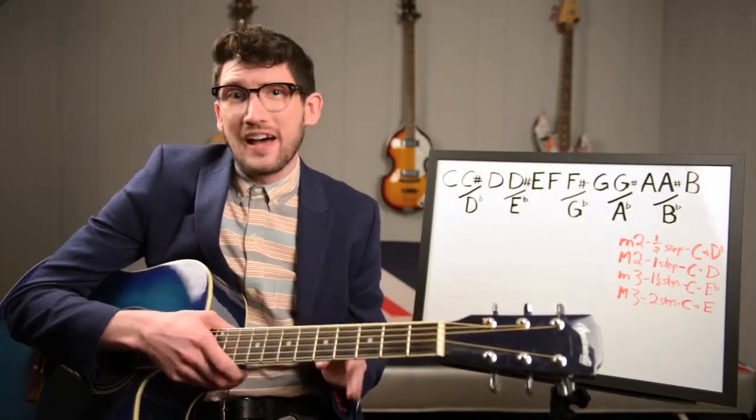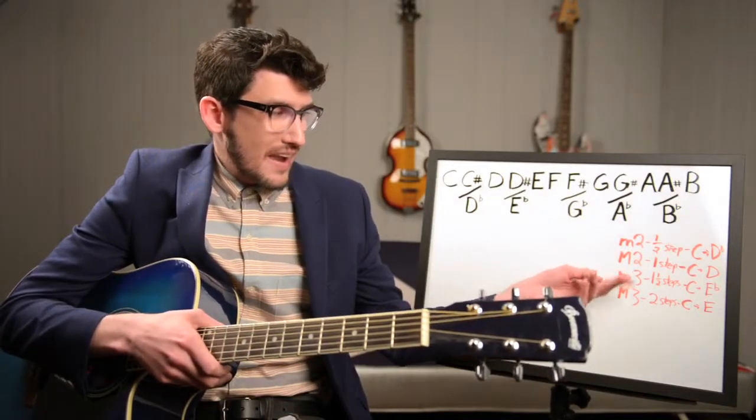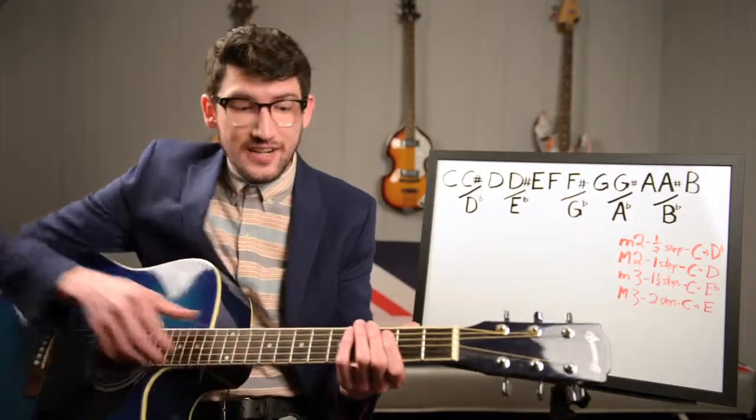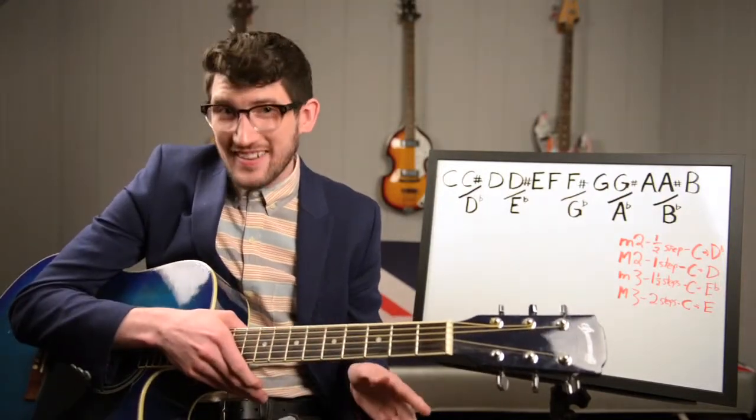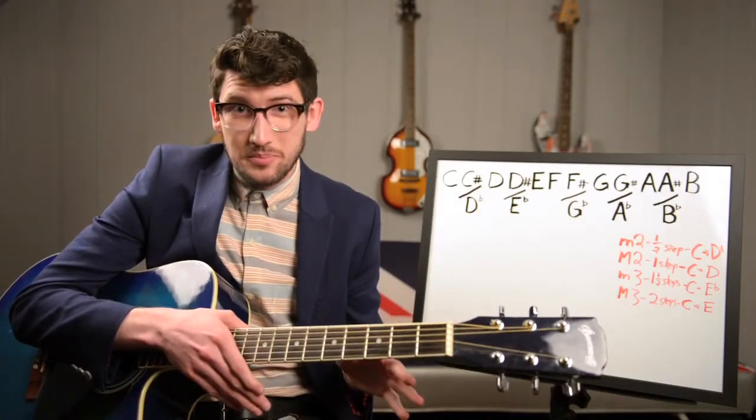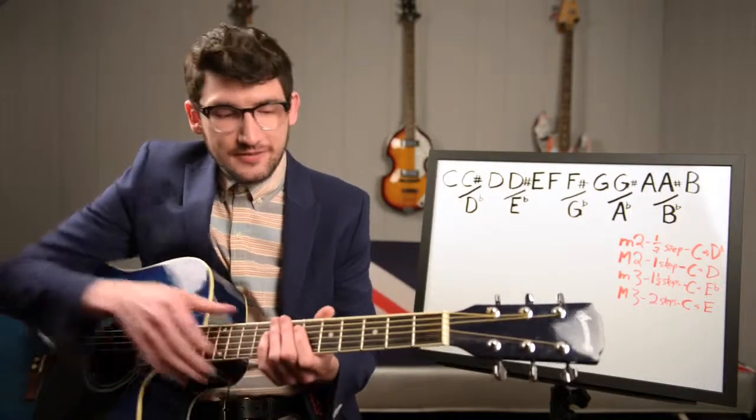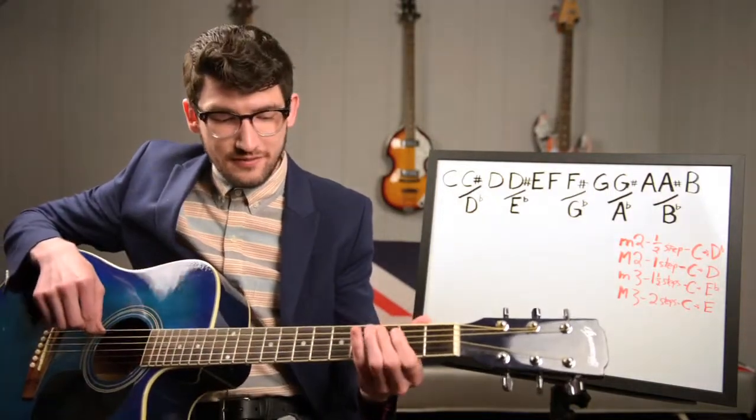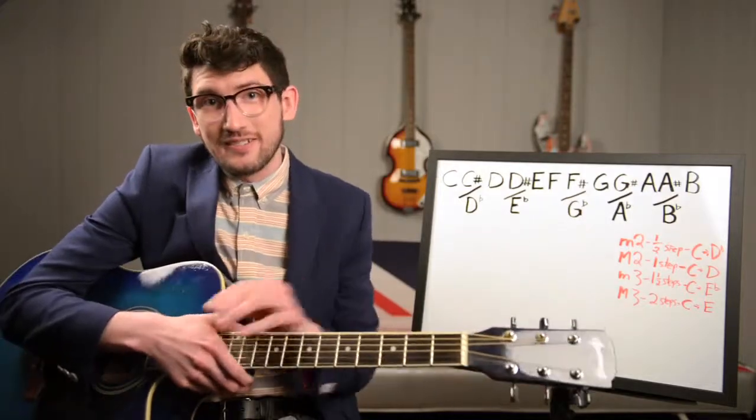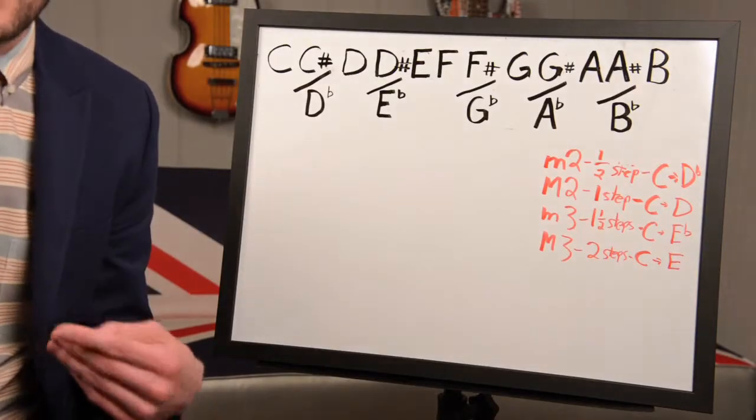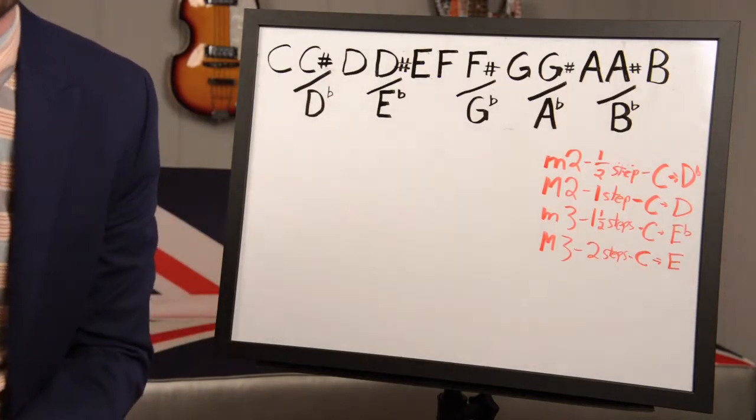Now the same rules apply to thirds. With a minor third, which is a step and a half, or 3 frets on the guitar, it's a C to an E flat. It can't be a D sharp. And with a major third, which is 2 steps on the guitar, or 4 frets, it's a C to an E. So we're mainly going to be focusing on major and minor thirds, because those are the building blocks of chords.